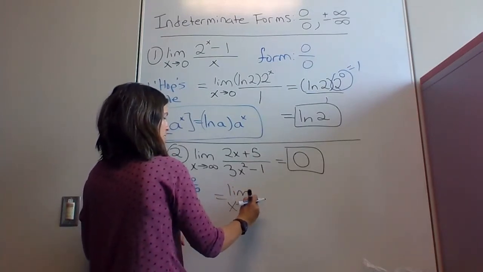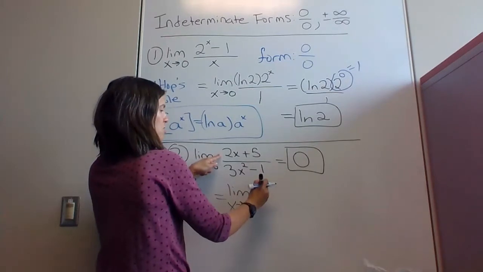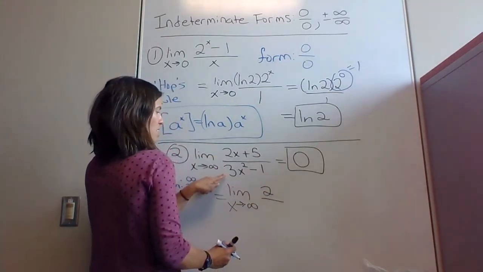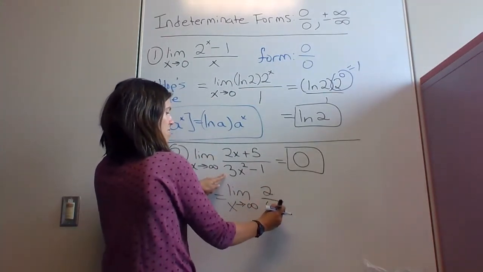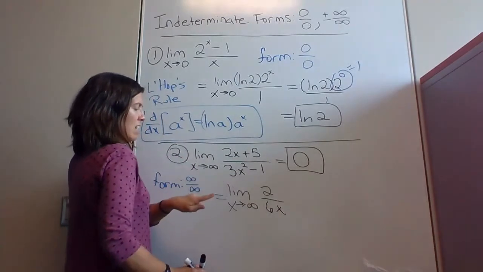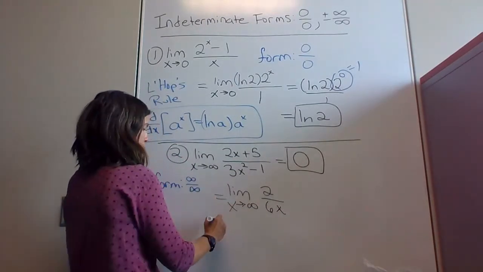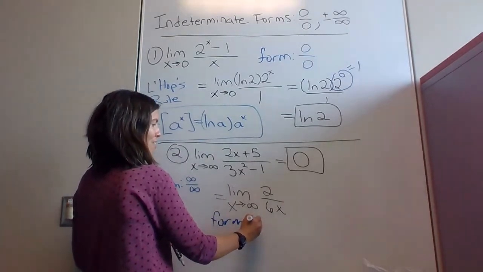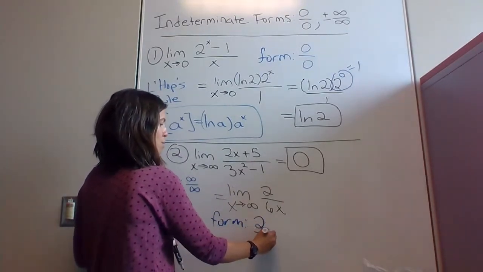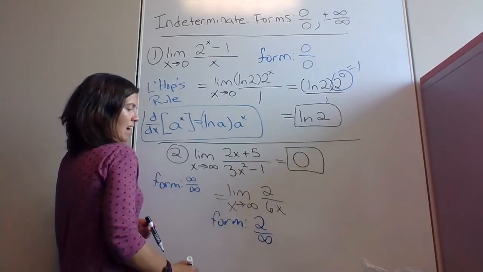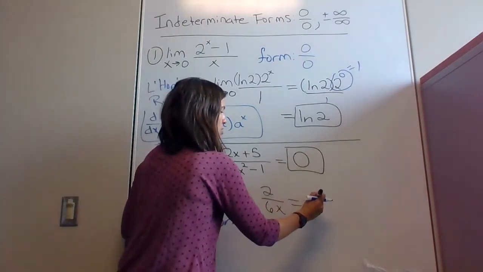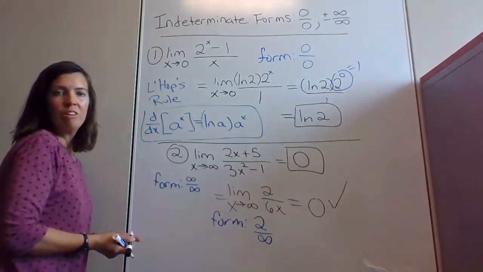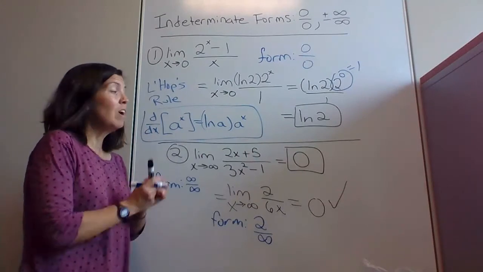And so the limit as x approaches infinity, if I take the derivative of the top, that's 2. If I take the derivative of the bottom, that's 6x to the first. Now this limit has the form finite number over infinity, and limits of that form always go to 0. So there we see that L'Hopital's rule gives us the same answer.